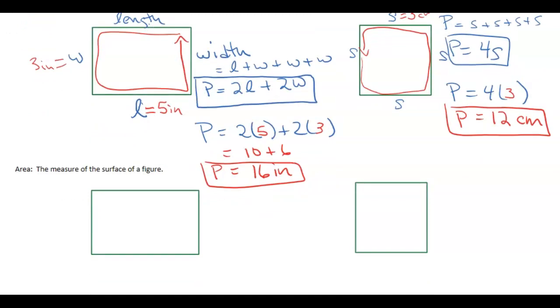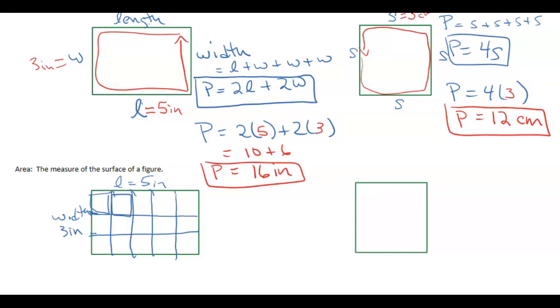The other thing we're going to look at is what is called the area of a figure, which is the measure of its surface. So again, if I had my length, and say my length was still 5 inches, and my width was still 3 inches, what the area is saying is, say if we took those 3 inches and drew lines across, and we took the 5 and we drew lines down, we'd end up making little squares that were each 1 inch by 1 inch. And if you count up the squares, you will get the area.